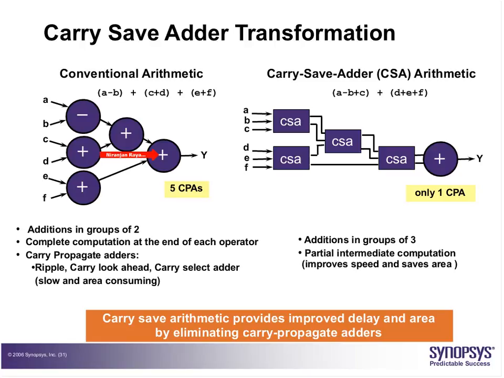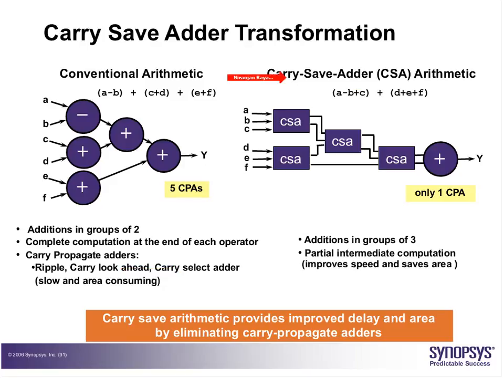So typically the complete computation happens at the end of each operator, so at the end of this operator, this will represent the true value of A plus B. Carry propagate adders are either of a ripple kind or carry look ahead or carry select. They are slow and they are large, the traditional adders. What DC supports is something called a carry save adder.